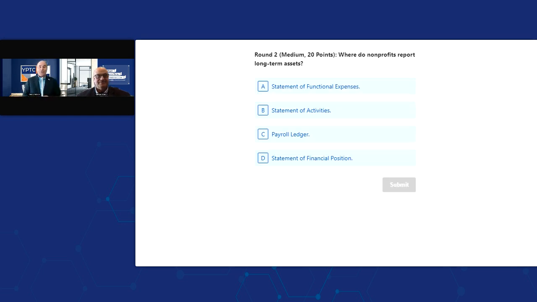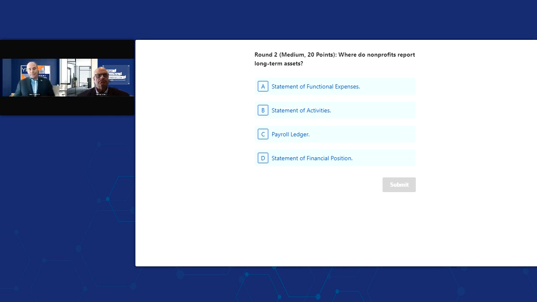Where do nonprofits report long-term assets? Long-term assets. Is it A, the statement of functional expenses? B, the statement of activities? C, the payroll ledger? Or D, the statement of financial position? Where do we report our long-term assets?